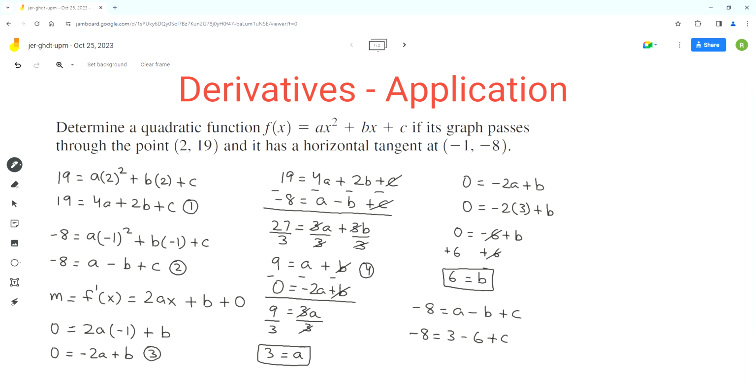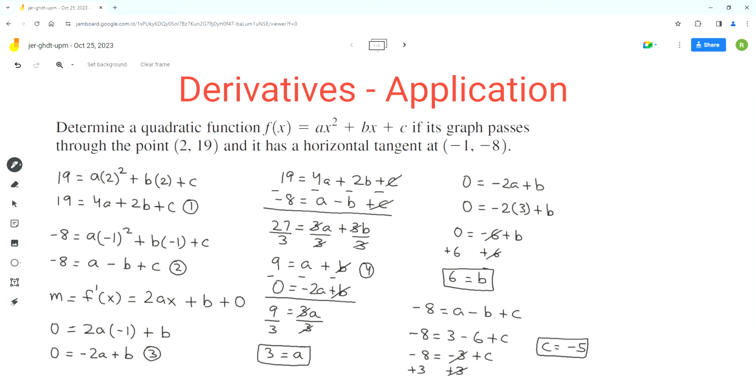Now we have to solve for c. So first we can combine 3 and negative 6, which is negative 3. Now we can isolate c by adding 3 to both sides. So the 3's on the right side will cancel each other out. So we get c equals negative 5 because negative 8 plus 3 is equal to negative 5.